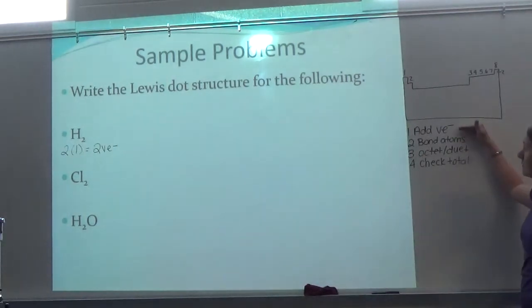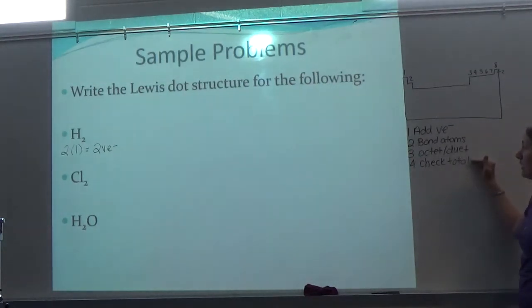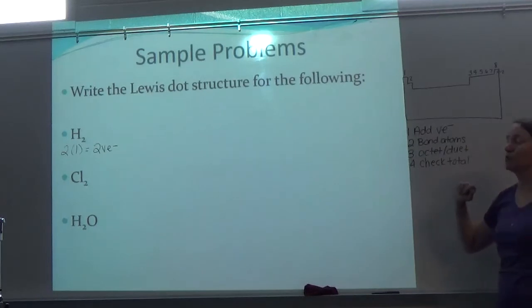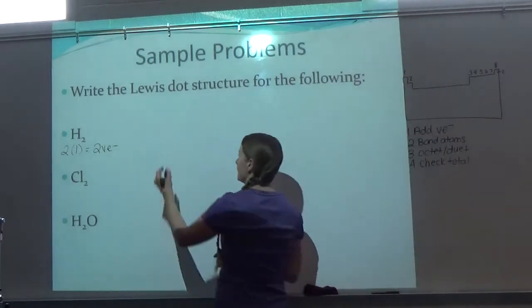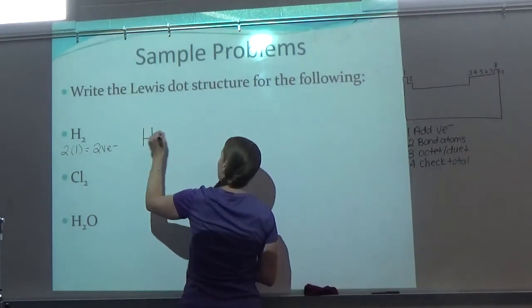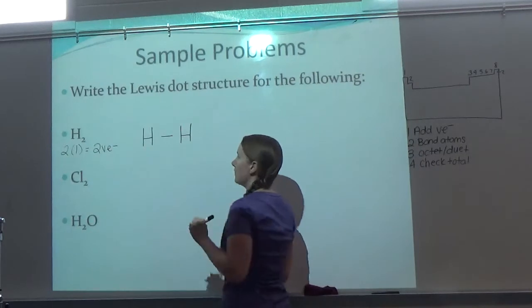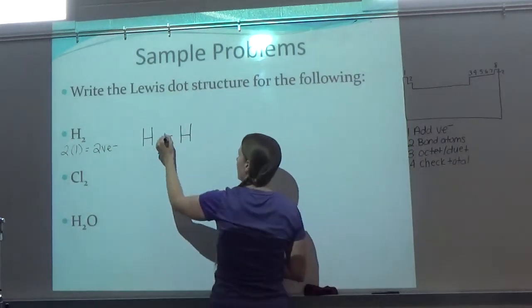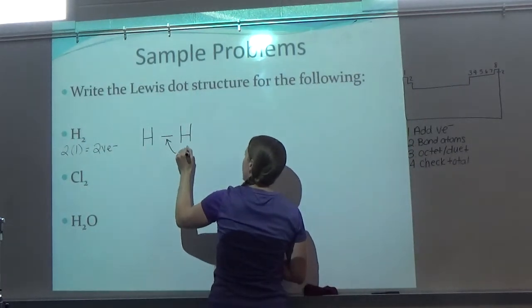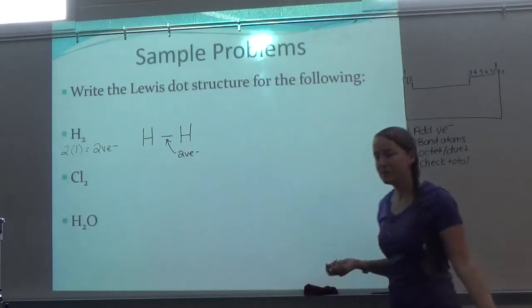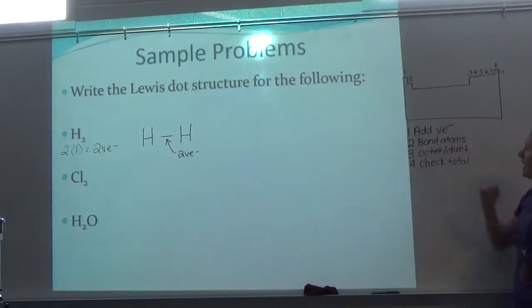Now once I add up the valence electrons, I'm not going to look at that number again until I get to step 4. Okay, because if you try to force it to work when you're on step 2 and 3, you may mess some of them up. Alright, so step 2 says bond the atoms. Well, I have 2 H's, so obviously the only option on how to bond them is this right here. Now remember, every time you draw a dash, that represents 2 valence electrons. Alright, so I bonded my atoms.